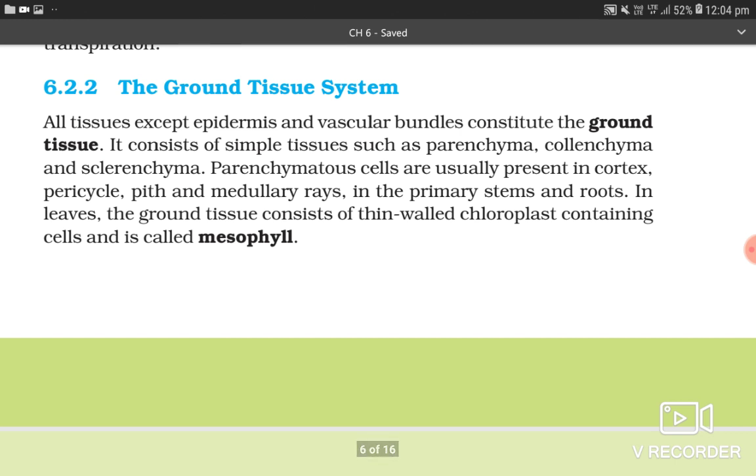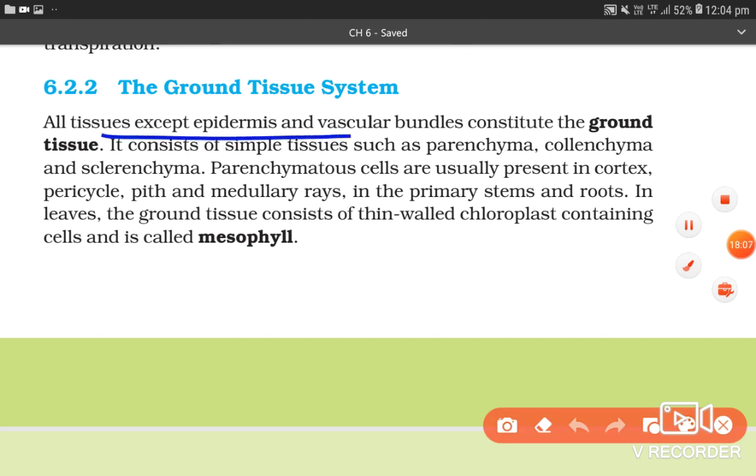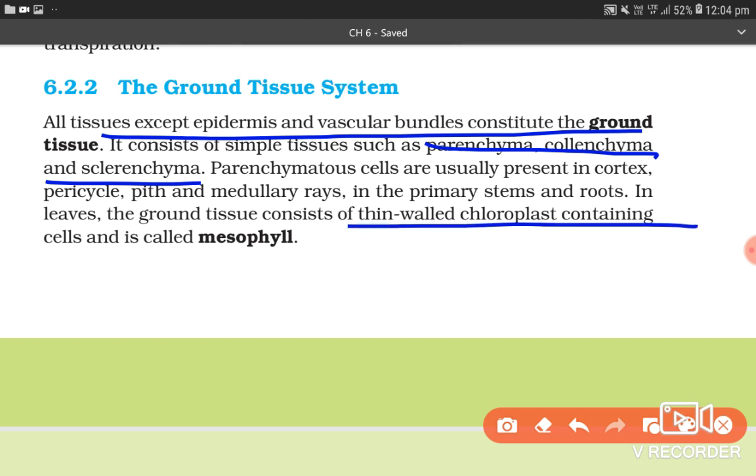6.2.2 The ground tissue system. All tissues except epidermis and vascular bundle constitute the ground tissue. It consists of simple tissues such as parenchyma, collenchyma, and sclerenchyma. Parenchymatous cells are usually present in cortex, pericycle, pith, and medullary rays in the primary stems and roots. In leaves, the ground tissue consists of thin-walled chloroplast-containing cells and is called mesophyll.